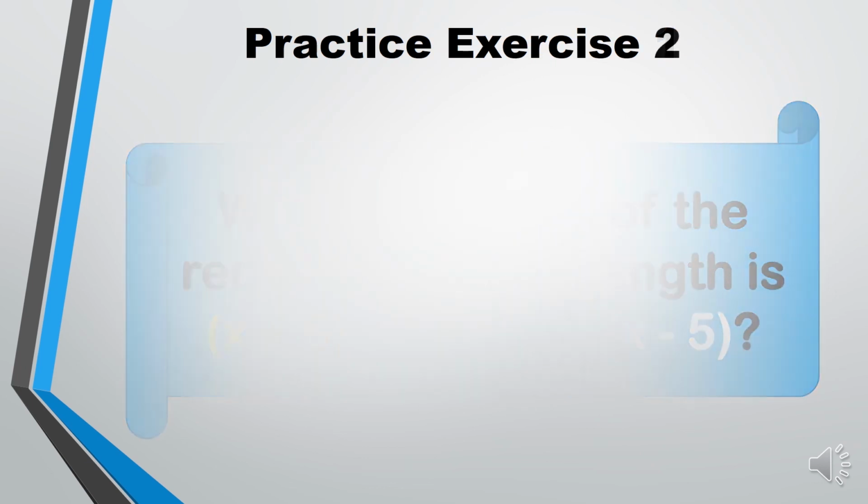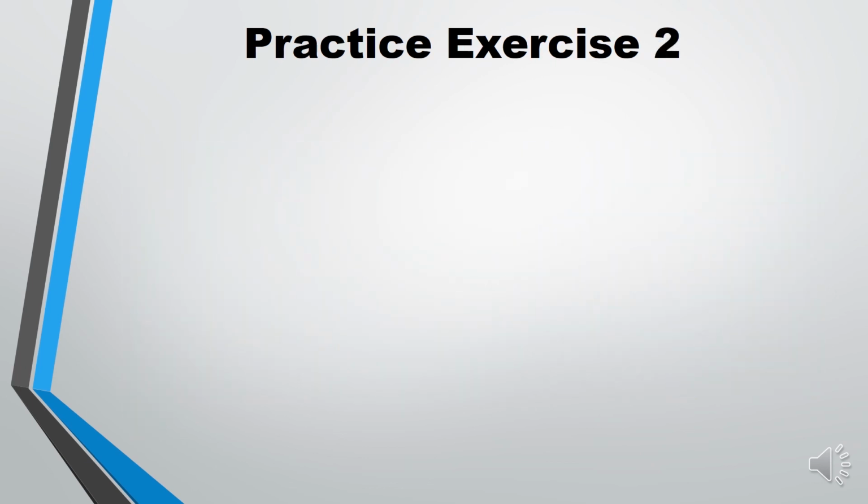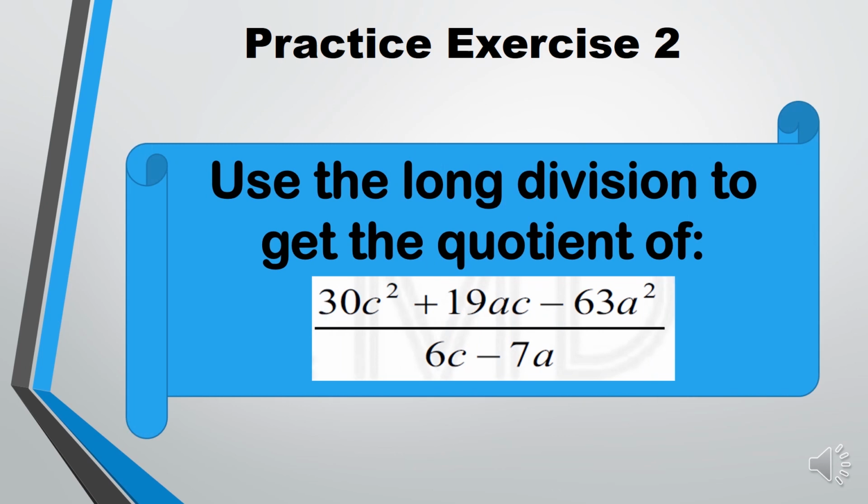Punta naman tayo sa practice exercise 2. Use the long division to get the quotient of 30c squared plus 19ac minus 63a squared divided by 6c minus 7a. Muli, isulat ang inyong mga sagot sa inyong mga notebook at ito ay checkan natin sa susunod na linggo.